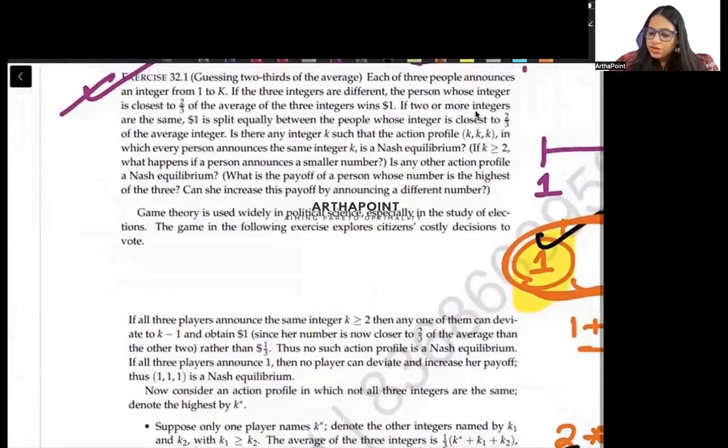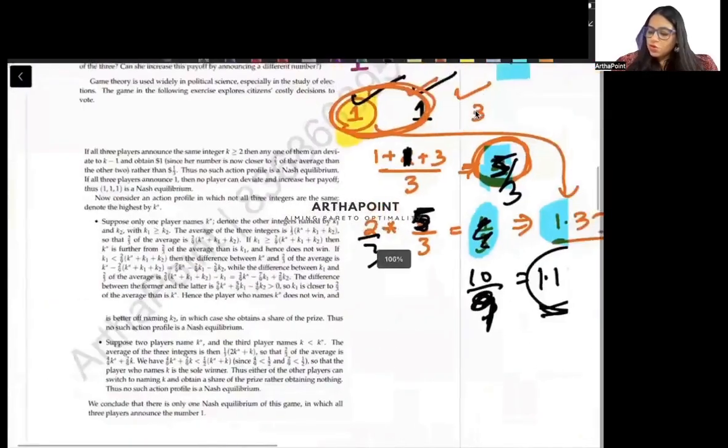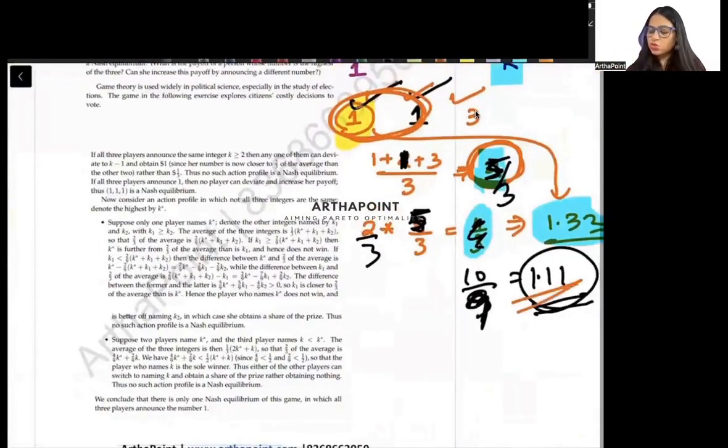If two or more integers are the same, then this is split equally among people who are closest to 2/3 of the average. So because two people are now closest to 2/3 of the average, these two will get 50-50 cents. The amount will get divided among themselves.